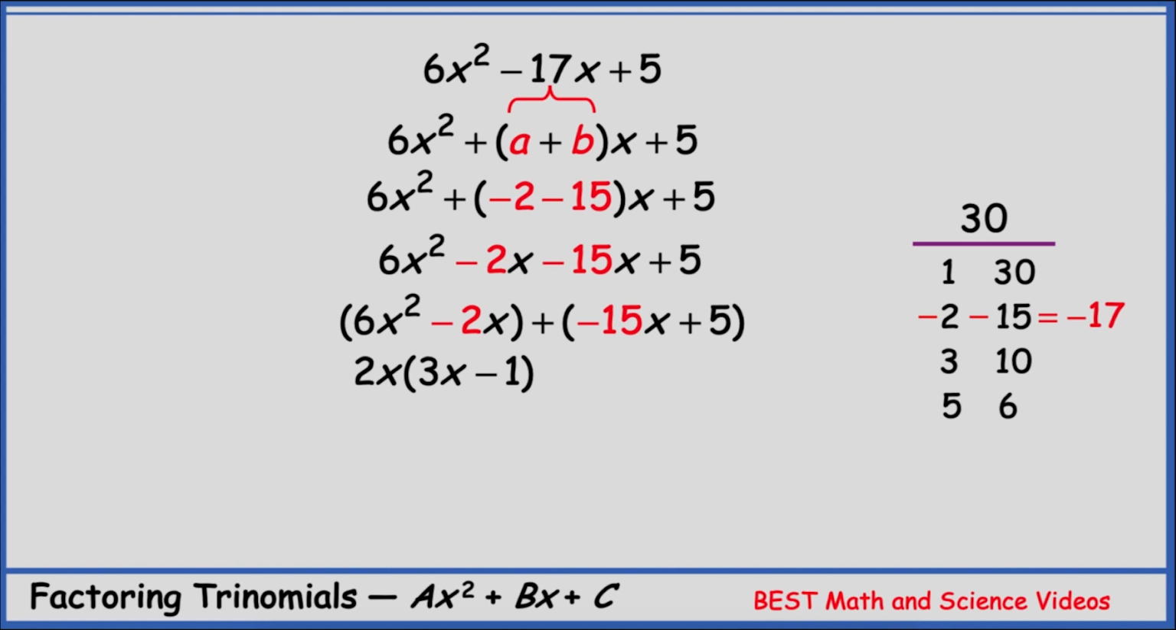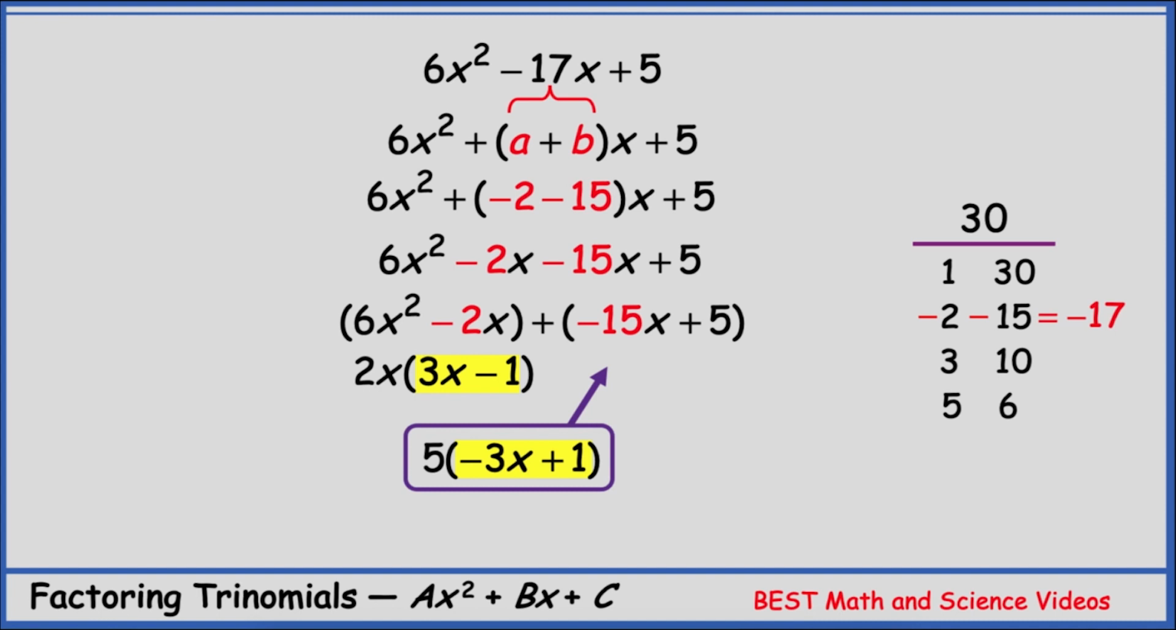The second group is a little harder. The greatest common factor of this group is 5. So if you factor out 5, you get 5 times negative 3x plus 1. But notice the term in parentheses. Compare that to the first part.